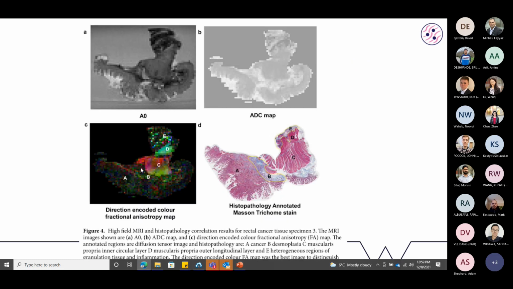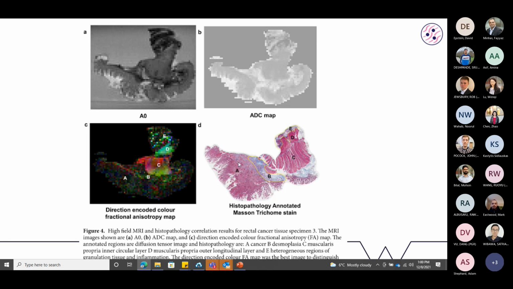So here's just some sample images of a histology slide. The one on the right is a Masson's trichrome stain, and the pathologists have basically delineated different regions. The region described here as A has been described as cancer. And one thing I wanted to point out is this is the FA map, and this is color encoded. Typically the RGB stands for the direction. Red is diffusion in the X direction. Green is diffusion in the Y. Blue is in and out of the image, so the Z direction.